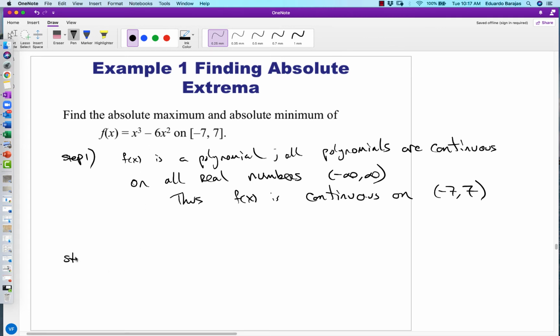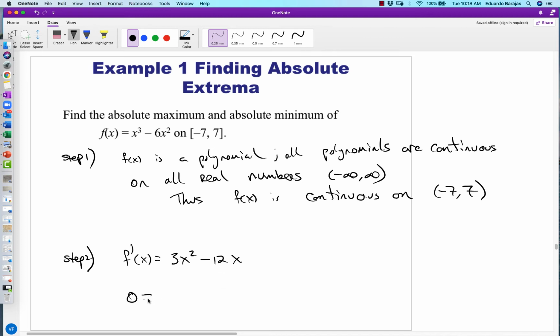Okay, step 2, we got to find the critical values. So for step 2, we got to take a derivative. So f prime of x, this is going to be easy. It's just an easy polynomial. This will be 3x squared minus 12x. And now to find critical numbers, we have to figure out when this equals 0 or when it's undefined. Well, it's a polynomial, so it's never going to be undefined. We just said that all polynomials are continuous everywhere, so there's no place where it's undefined, but we can figure out when it equals 0.